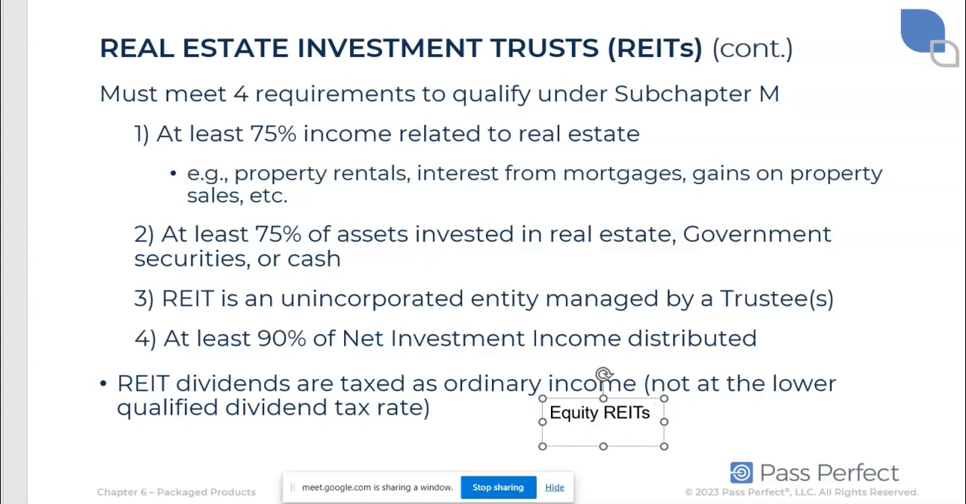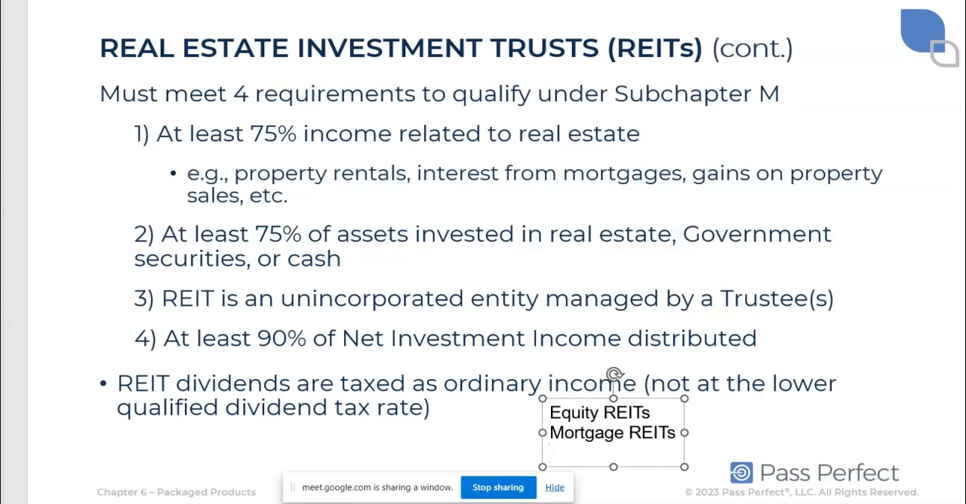But some of them are called mortgage REITs. They don't buy the property, they buy the mortgage on the property. They buy the mortgage from the bank. That way, when the property owner makes a mortgage payment, the interest and principal payments go to the REIT. The REIT then, after deducting expenses, distributes to investors.